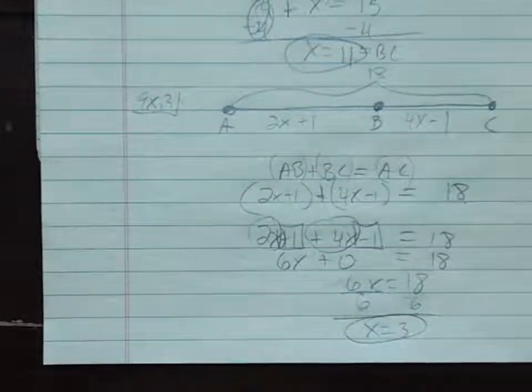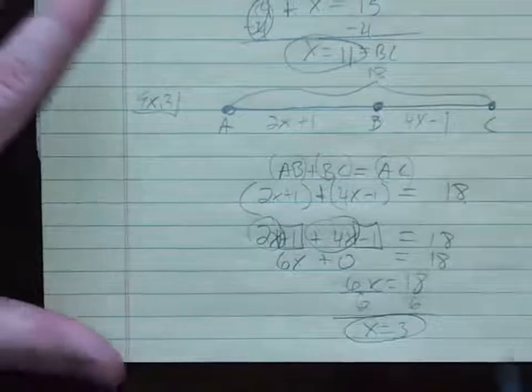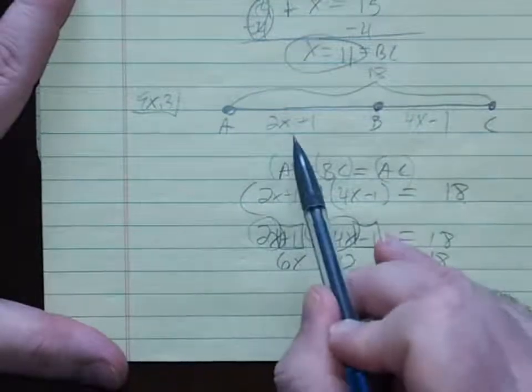Now that's the first part. And if I ask you, what does x equal? Then you're done. Usually, though, you'll then be asked, what's AB or what's BC? So you have to take this and plug it back in.